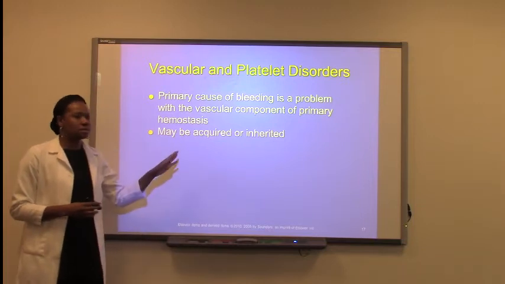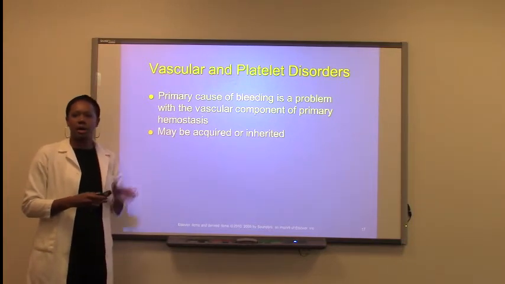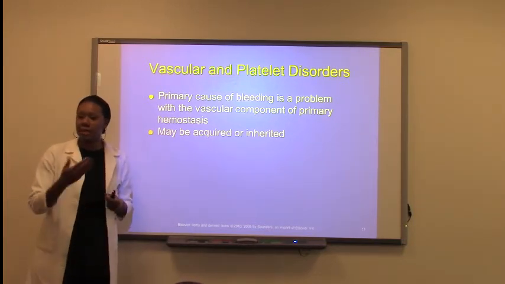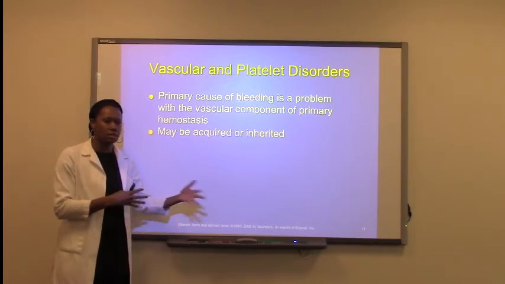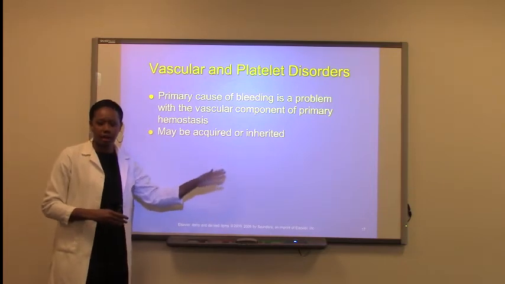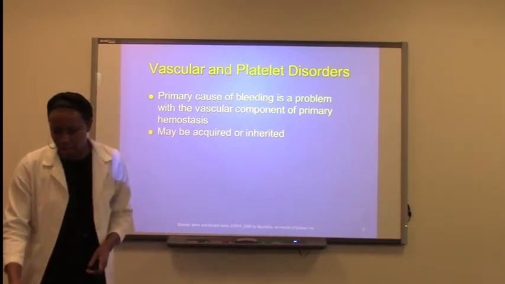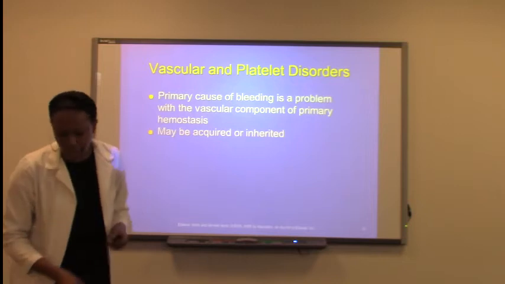So when we talk about something that's acquired, that's going to be possibly through, let's say, for example, maybe medication, maybe a disease process. So patients can acquire these different types of conditions, whereas inherited, as you know, that's more of a genetic situation.